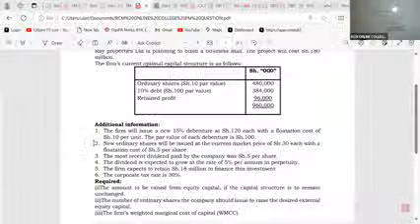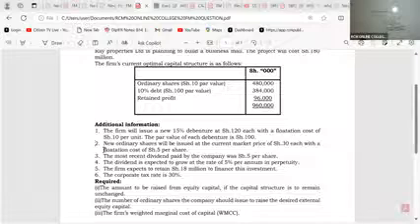So, ladies and gentlemen, what do we have here? We are told in note number 2 that the new ordinary shares will be issued at the current market price of 30. So that 30 stands for what? Is it DO or PO? It's a market price, so that is PO.